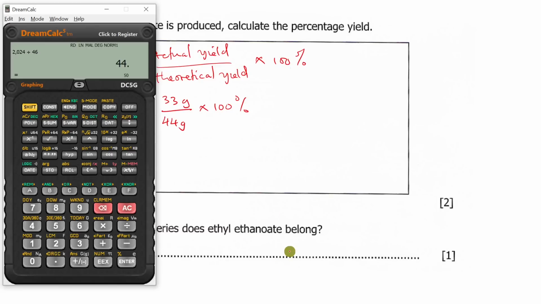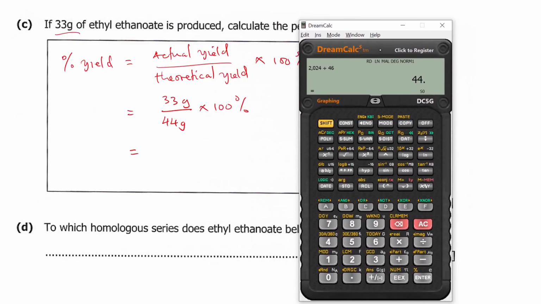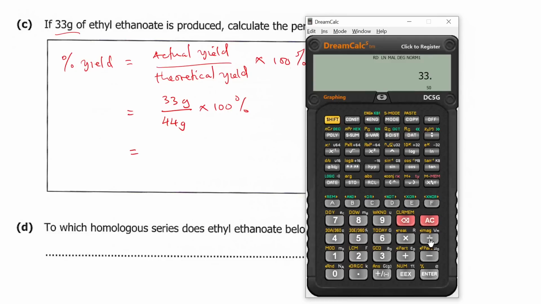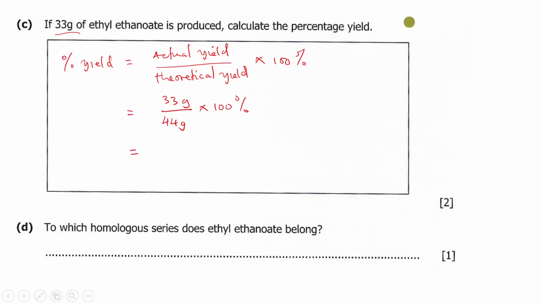So we'll say 33 divided by 44 equals 0.75 times 100 equals 75%. So this one will be 75%. So this is the percentage yield. You have seen that? So yeah, that's how we do it there.